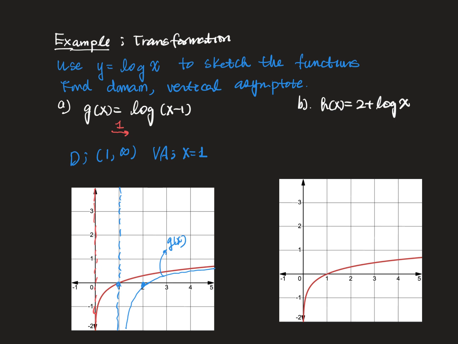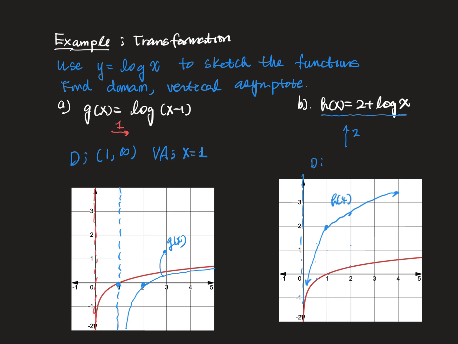How about moving up and down, guys? What does this mean? The parent function is log x, guys. Then move up, go up 2 units. So this whole thing moves up. This one goes to here, this one goes to here. The vertical asymptote doesn't change. Everything moves up 2. So it looks like this. That one is going to be h of x.